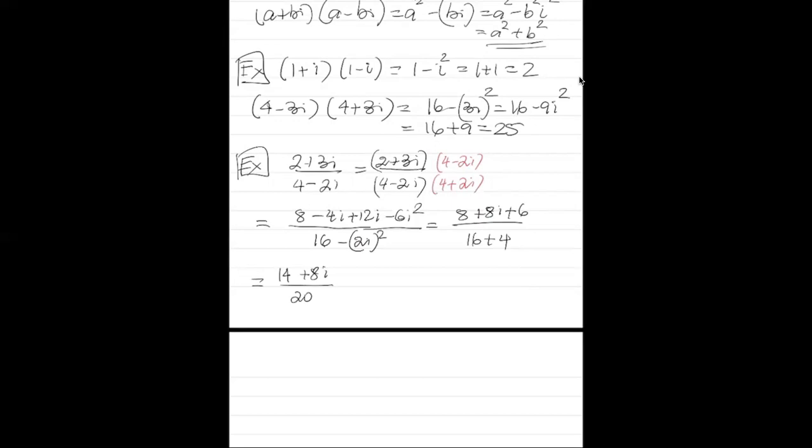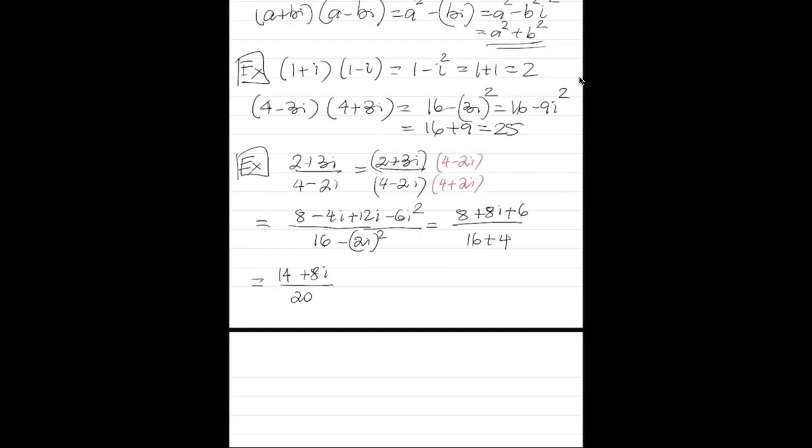So let's check our work, make sure we got this right. 2 plus 3i over 4 minus 2i, multiplied by the conjugate, 4 plus 2i, and FOIL. So that will be 8 minus 4i plus 12i minus 6i squared. So that's 8, 12 minus 4 is plus 8i, and then plus 6. So that is 14 plus 8i over 20.